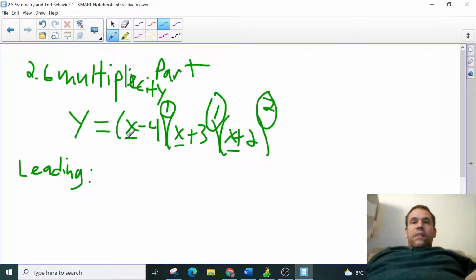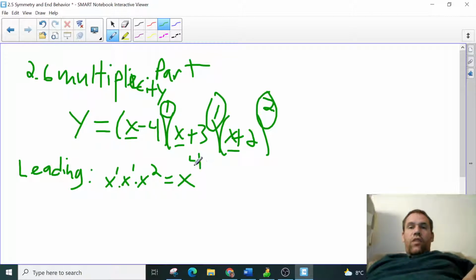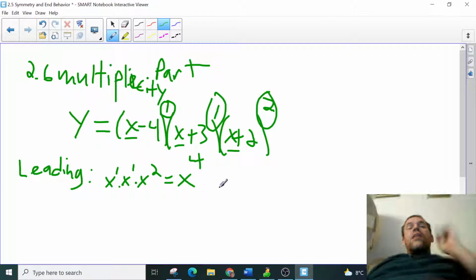So again, leading behavior is going to be x to the first times x to the first times x squared, and that's it. Just grabbing it directly from the formula up there. Cool. Okay, so that means that our leading term is going to be x to the 4th power.